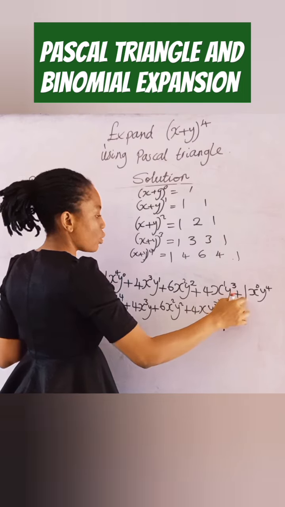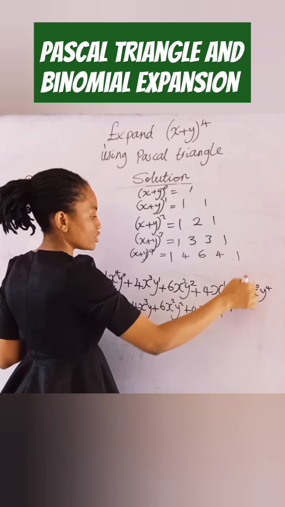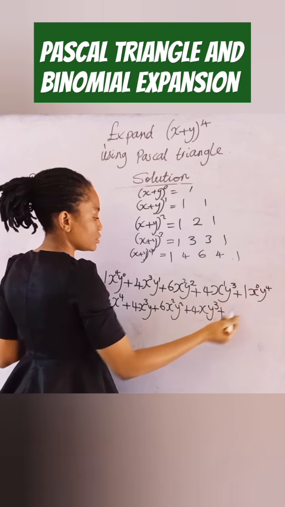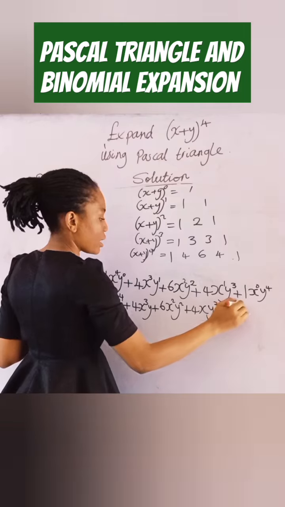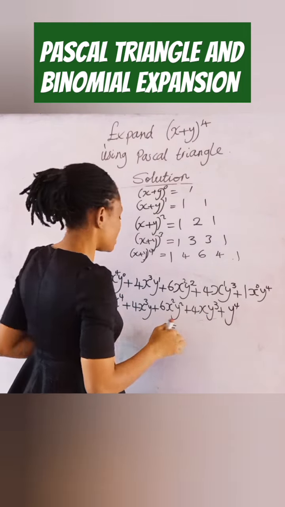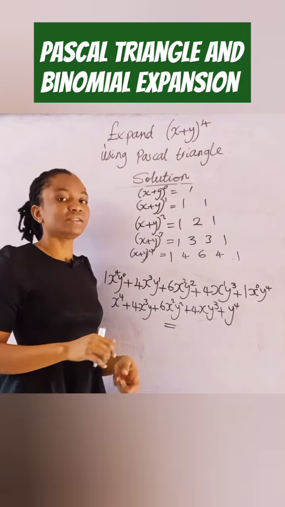And then finally, 1 times x raised to the power of 0 is 1. So 1 times y to the power of 4 still gives me y to the power of 4. All right. This is the expansion for this expression.